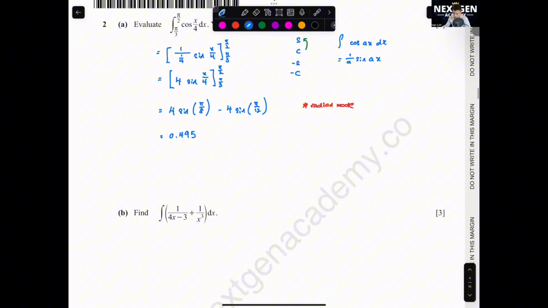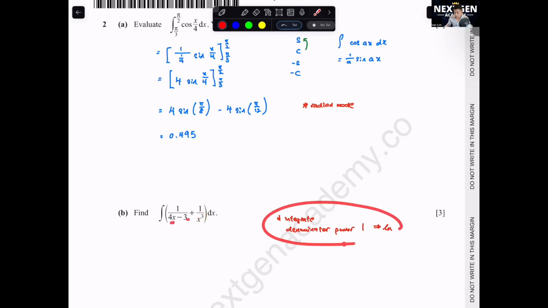Okay, first one. Second one, find the integration of 1 over 4x minus 3 plus 1 over x cubed. You always need to take note of the common mistake that I see students make when integrating fractions, something over something. When your denominator is power 1, that means if you want to integrate a denominator that has power 1, you will think about log. If it's x cubed, then you use your normal power rule. You need to change it to x to the power of negative 3.